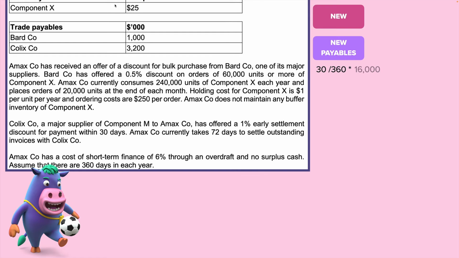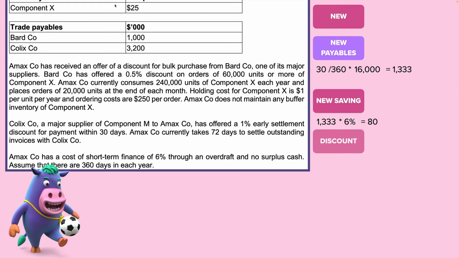And if I have to pay within 30 days, then my new payable will be 1,333, and my saving on that new payable will be that, because 1,333 is a payable, I don't have to pay them yet. It saves me my overdraft. My saving is 80. If you remember last time, I think it was 192, wasn't it? My saving is only 80 now because they've made me pay them quicker. It's an early settlement discount, so they've made me pay them quicker, which is bad news for me. However, I do get this discount, don't I?